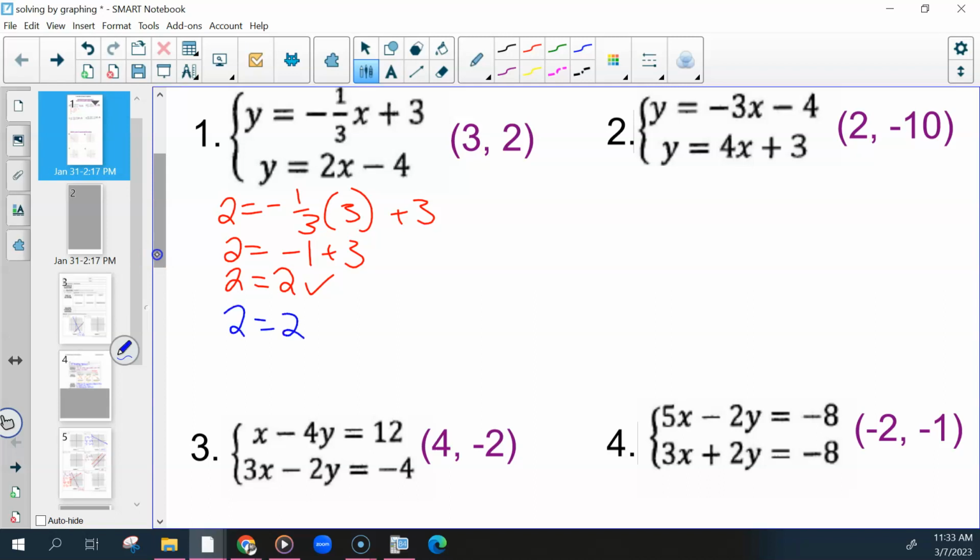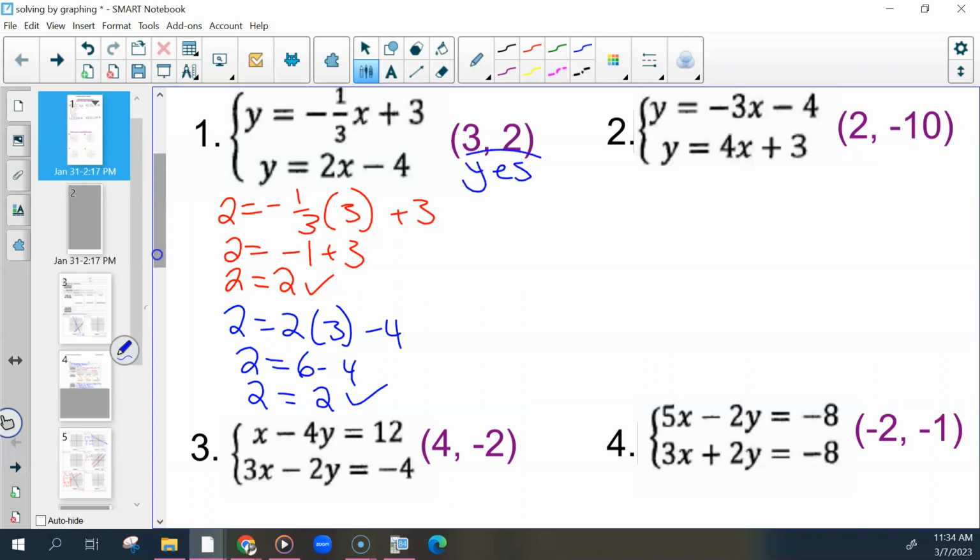So 2 equals 2 times 3 minus 4. 2 times 3 gives us, you can say it out loud, 6. Does 6 minus 4 give us 2? Yes. So since this works for both, we can say this is the solution. If it only worked for one or didn't work for either, it would not be the solution. Questions on that before we do another?